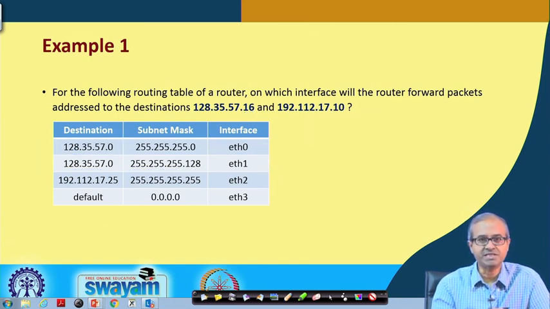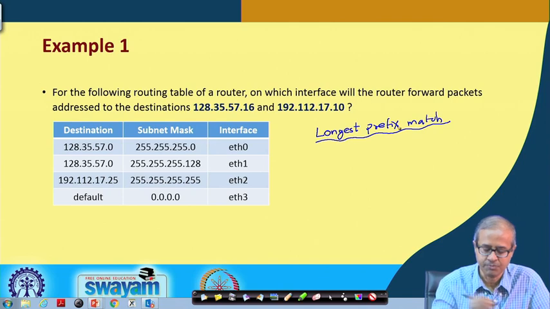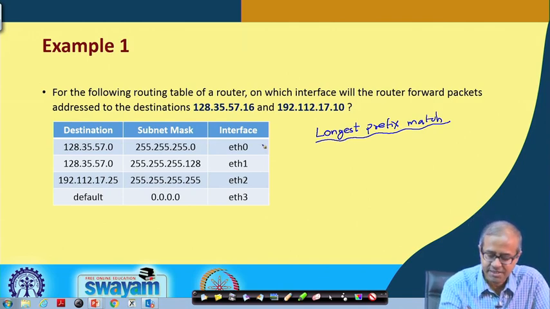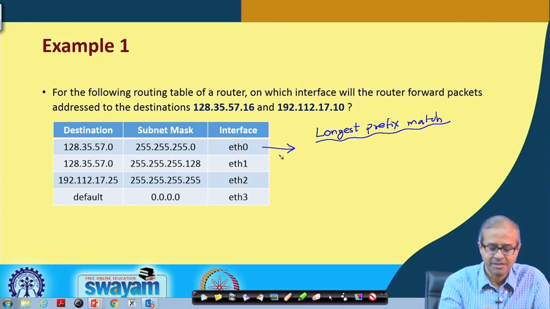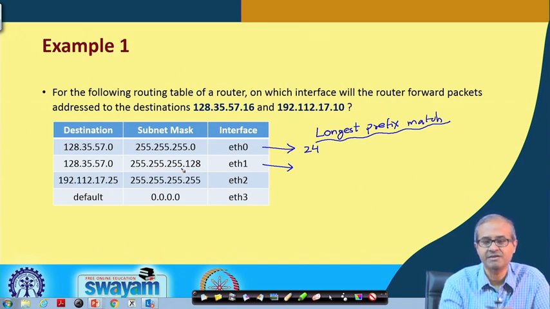Now, when there are multiple matches in the routing table, the rule that is followed is something called longest prefix match. Longest prefix match. This is what you look for. You see, in the first row there was a match, but how many bits were checked for the network address? First 24 bits. So, the network part was 24 bits, but for the second subnet mask there were 24 plus in the last one there was a single one. So, it is 25.